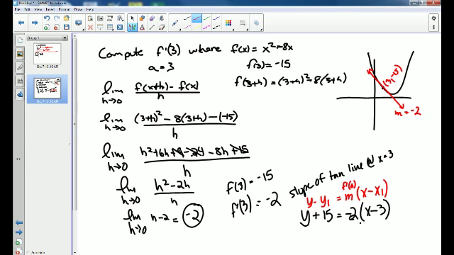So follow this, f of 3 plus h is this right here. I take 3 plus h and I plug it in. So this one's just something that shows up, everybody, where it came from.